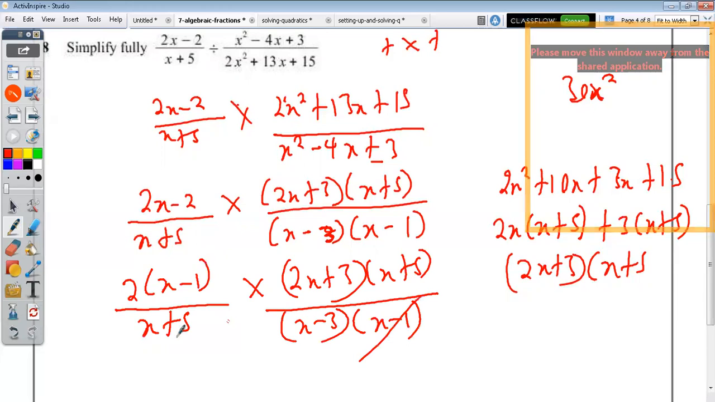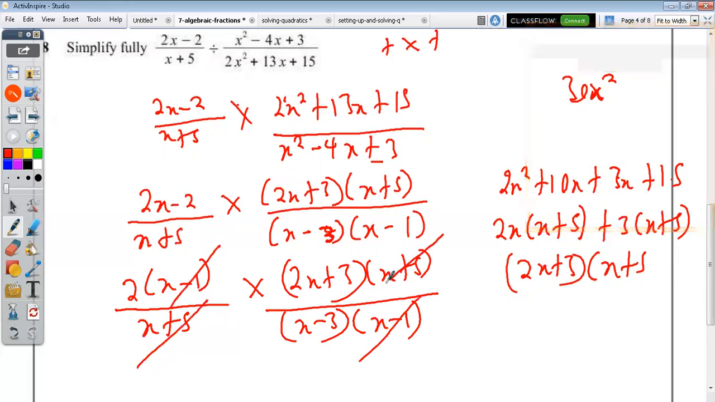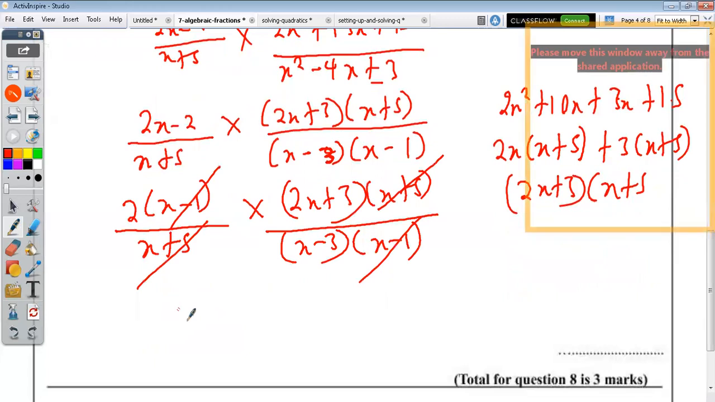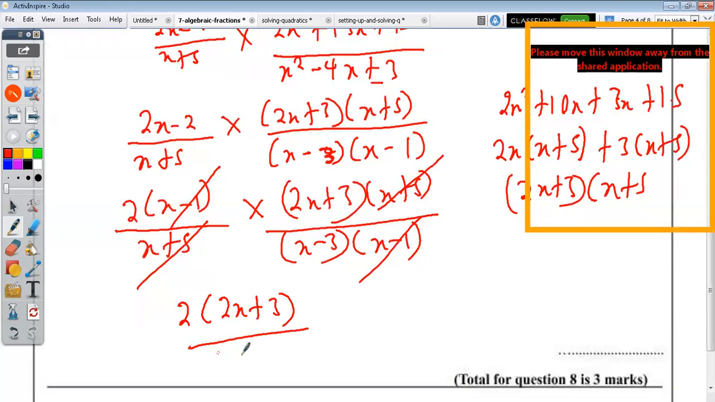This cancels with that, and that cancels with that. Making sense? Then what's simply left is 2 brackets 2x plus 3. You can leave it like that, or you can remove brackets. It's up to you. Someone would remove the bracket and say 4x plus 6 over x minus 3. Same answer.